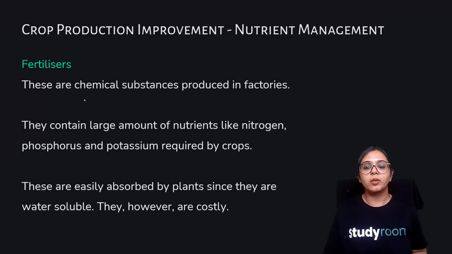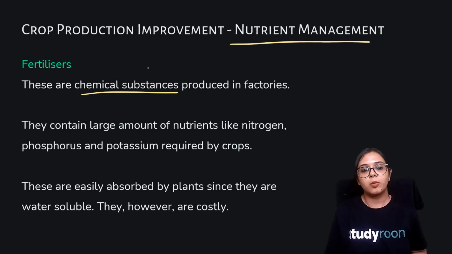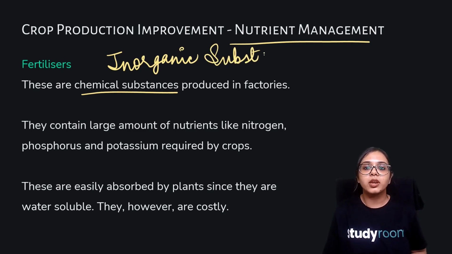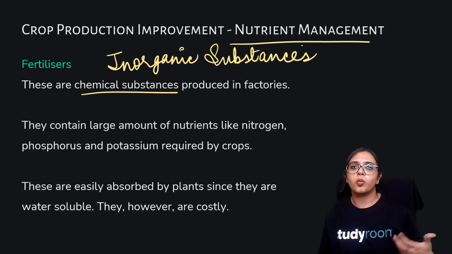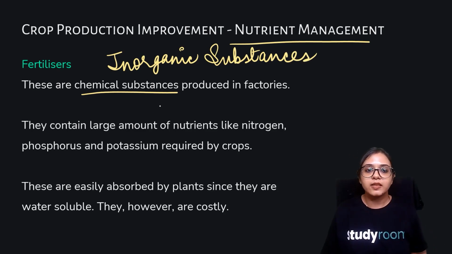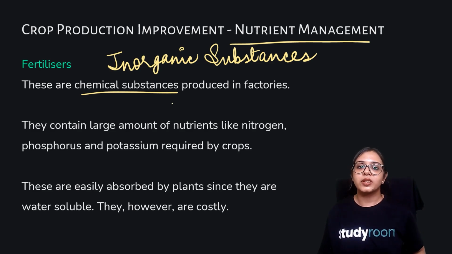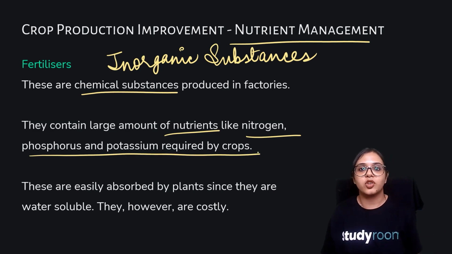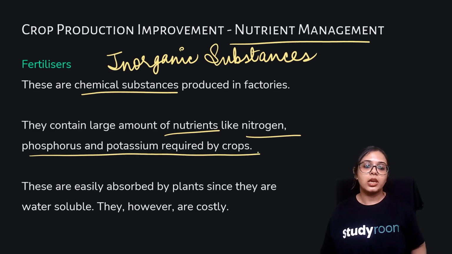Now, next we'll be talking about those kinds of nutrient management that take the help of chemical substances. Chemical substances naturally means inorganic substances, those that are not derived from direct plant and animal remains or waste. So fertilizers are chemical substances. They are produced in factories and directly contain the elements used by plants as nutrients, such as nitrogen, phosphorus, potassium, sulfur, etc. that are required by crops. And they are easily absorbed by plants since they are water soluble.